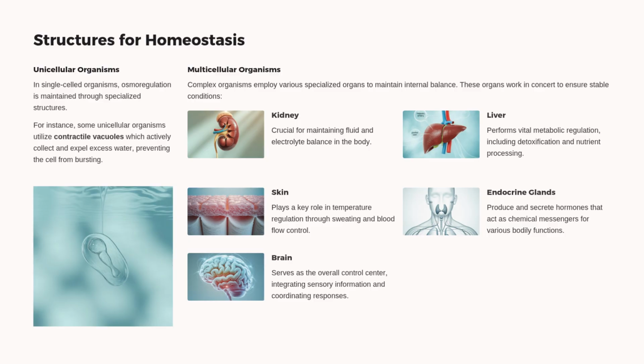1. Kidney. Crucial for maintaining fluid and electrolyte balance in the body. 2. Skin. Plays a key role in temperature regulation through sweating and blood flow control. 3. Brain. Serves as the overall control center, integrating sensory information and coordinating responses. 4. Liver. Performs vital metabolic regulation, including detoxification and nutrient processing. 5. Endocrine glands. Produce and secrete hormones that act as chemical messengers for various bodily functions.